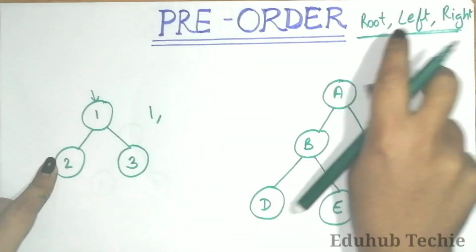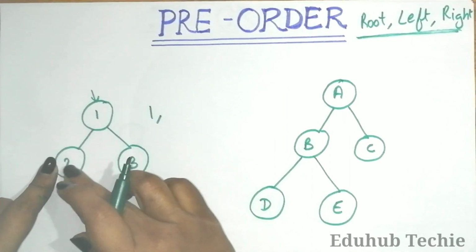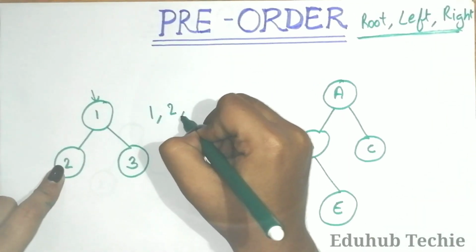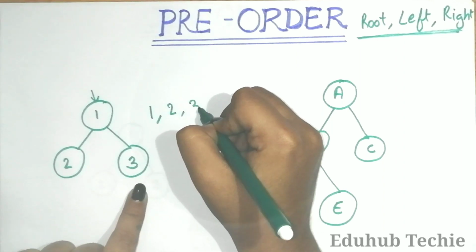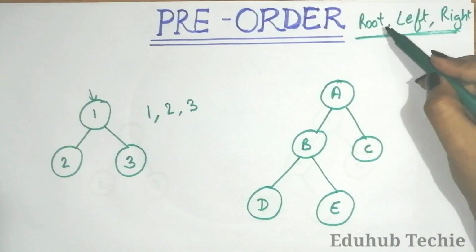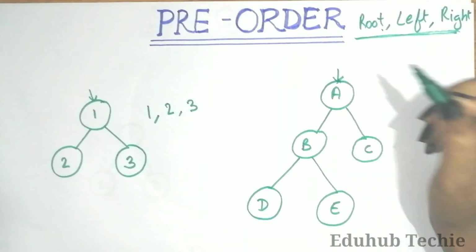Then where do we need to go? Towards the left. We will move towards the left. Left node is 2. So we will write 2 and then towards the right, that is 3. Okay. In this, what do we need to do? First we need to go to the root. This is the root. Okay.